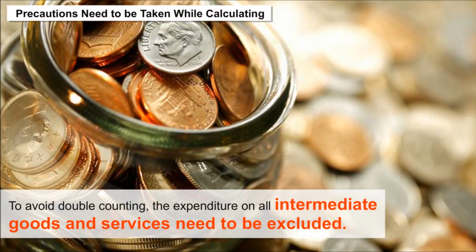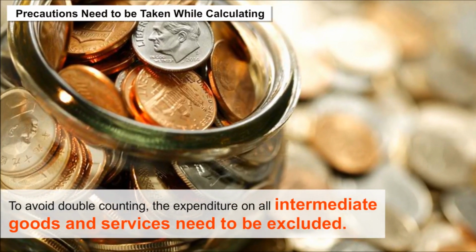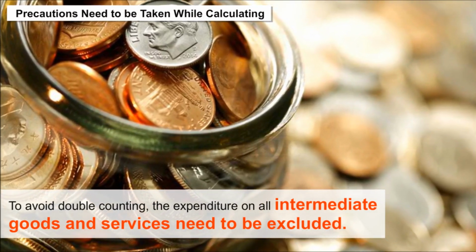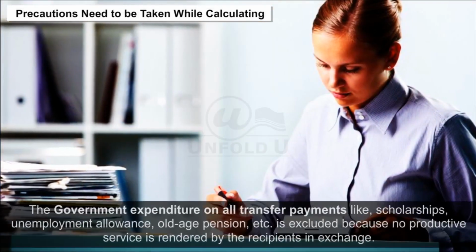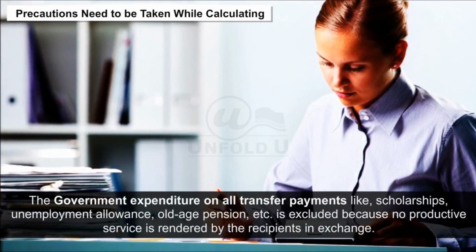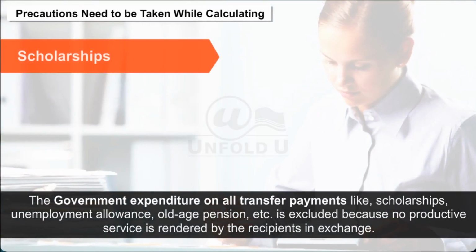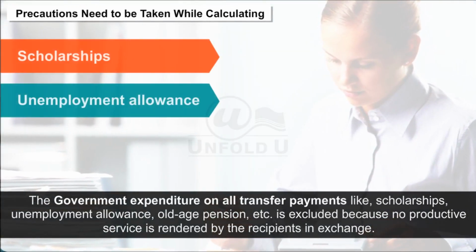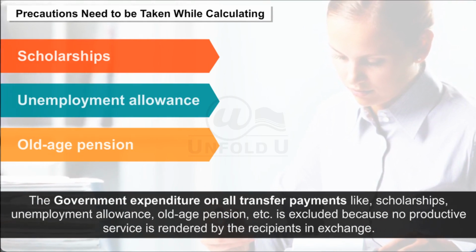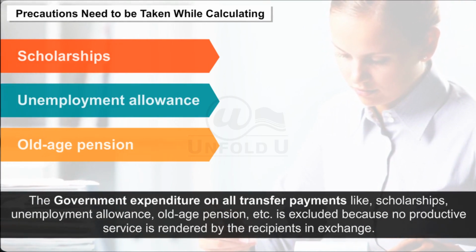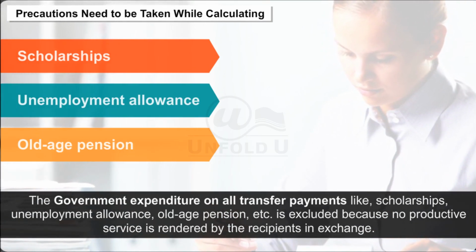To avoid double counting, the expenditure on all intermediate goods and services need to be excluded. Secondly, the government expenditure on all transfer payments like scholarships, unemployment allowance, old age pension, etc. is excluded because no productive service is rendered by the recipients in exchange.